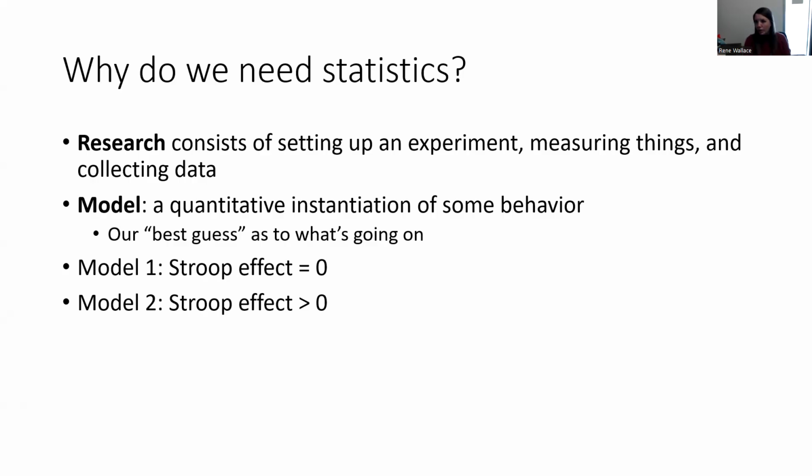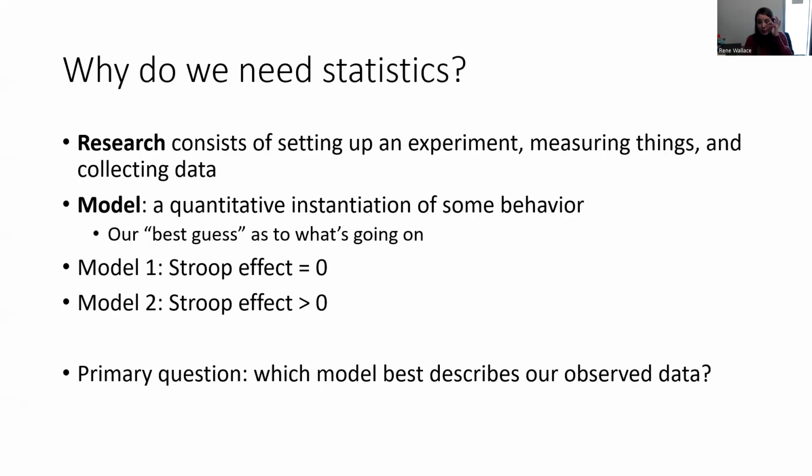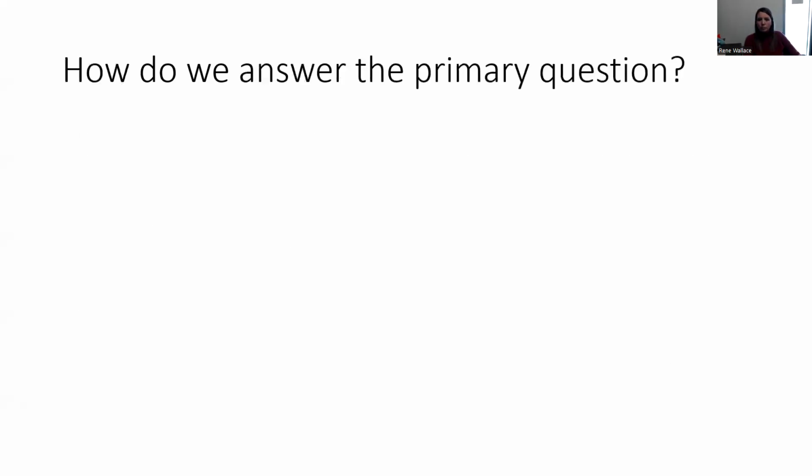So we will spend the whole course figuring out what that looks like and what that means and how we actually do that. So the primary question we're always going to be asking is, now we've broken it down into two models, which one of those models best observes the data that we have? So how do we answer that question? How do we figure out which model is more accurate? Which one is the best description of it?